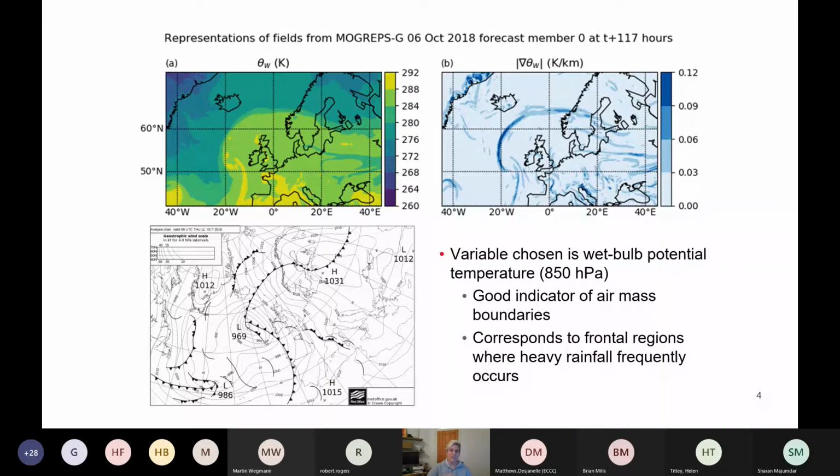But you can see there is indeed frontal regions that were moving really close to the UK at this point in time. This is actually Storm Callum, if anyone happens to remember that, where we had some flooding events that occurred with that.